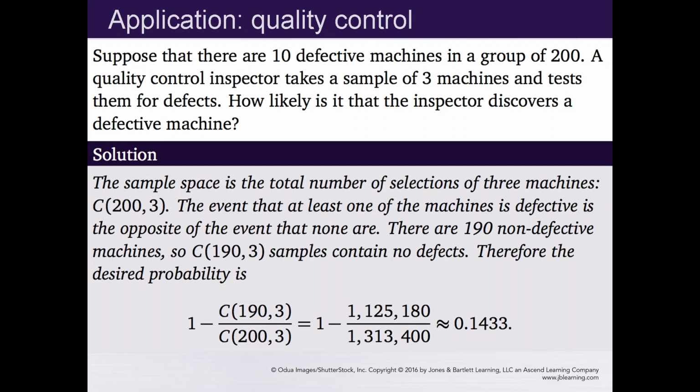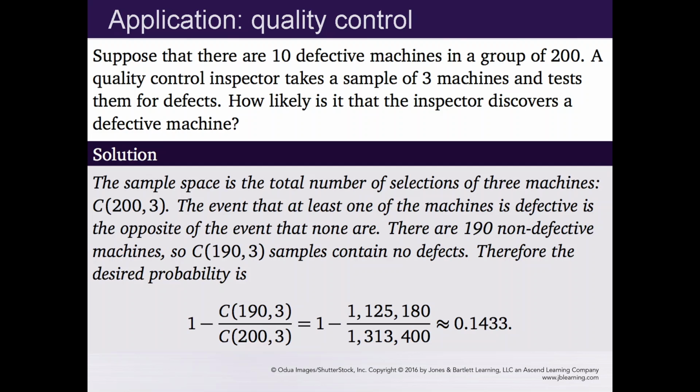Okay, so here's an example of quality control. After I talk through this one, I'll give you a real-life example of what's going on here. Suppose there are 10 defective machines in a group of 200. A quality control inspector takes a sample of 3 machines and tests them for defects. How likely is it that he discovers a defective machine? So often with quality control, they don't check everything. They take a random sample and then they check those.